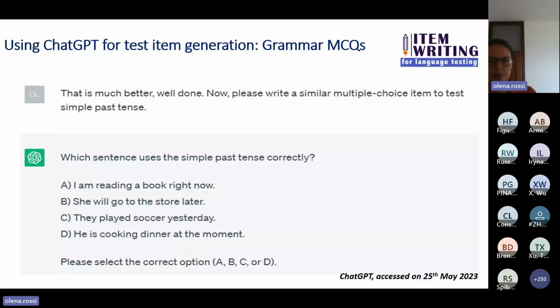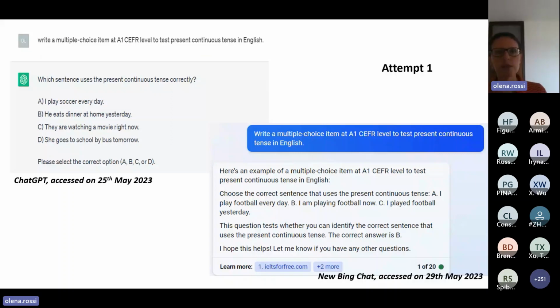So shall we try Bing Chat then, which is based on GPT-4? I use the same instructions to produce items using Bing Chat. You can see that in the first attempt, both platforms produce the undesired item format. Although again, it might be me for not being specific enough about what format I wanted.